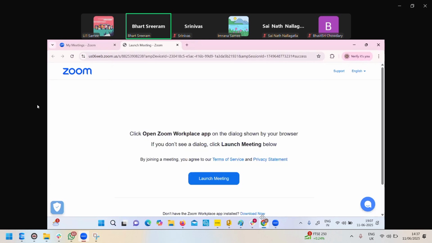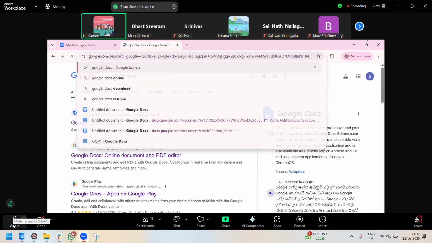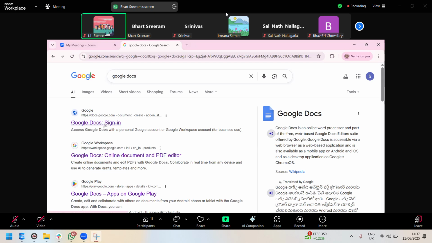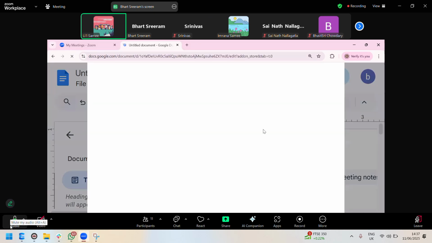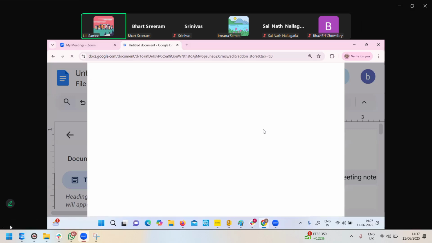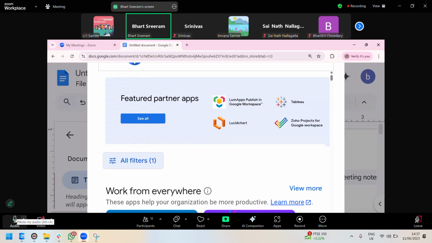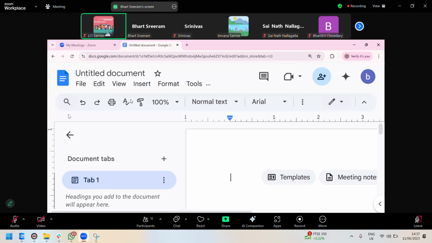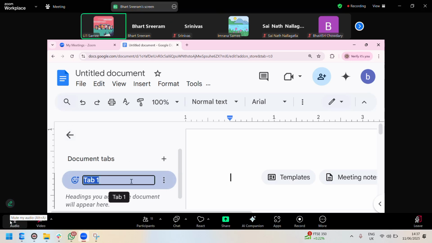So for the notes purpose, I will open Google Docs here. For PySpark, we don't have any software, so we are going to work on Google Colab. In Google Colab, you can set up everything. For the cluster setup, such kind of things, Databricks is required. In Databricks, we can do cluster setup with a single node. If you want to execute for practice purpose, you can use Google Colab.